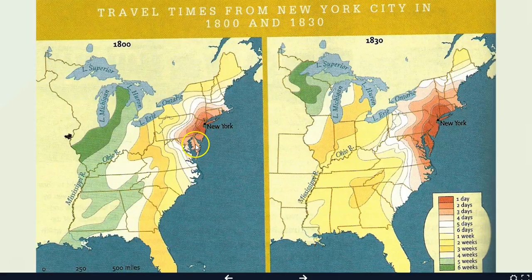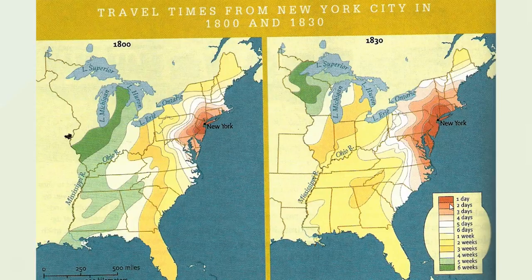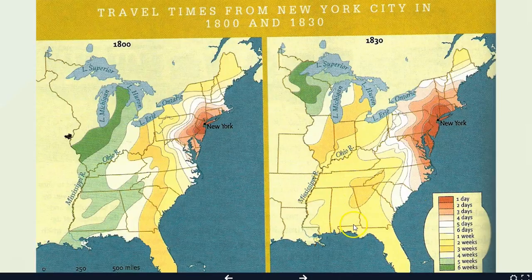So for instance, if you were traveling from New York City to the new capital of Washington, D.C., and you were a New York congressman, it would take you on average 4 days to get to New York City in 1800. By 1830, that travel time is now cut down to 2 days. So that is a dramatic reduction, again, thanks to all of these technologies, roads, canals, railroads.